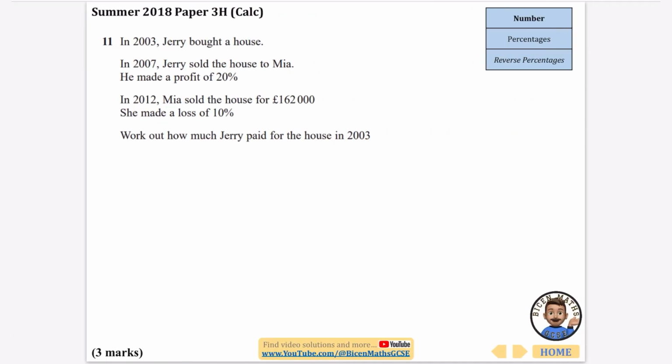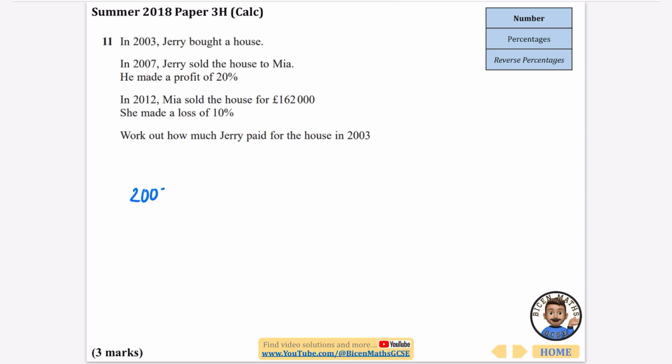Okay, we have another reverse percentage question. It says, in 2003, Jerry bought a house. In 2007, Jerry sold the house to Mia and made a profit of 20%. In 2012, Mia sold the house for £162,000 and she made a loss of 10%. Work out how much Jerry paid for the house in 2003.